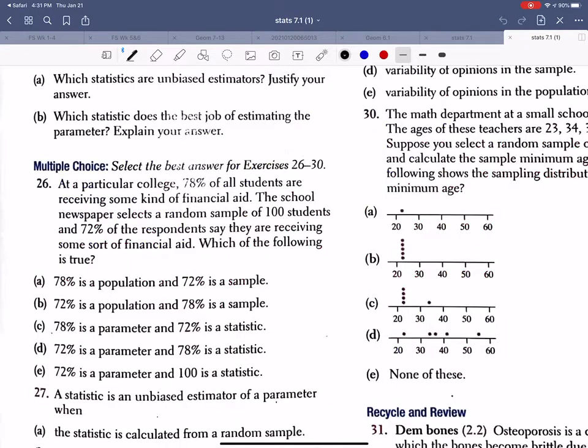Okay, so at a particular college, 78% of all the students are receiving some kind of aid. So that word "all" is really important. That is our parameter, right? Because it's talking about the whole population, all. And so what do I mean? Where did that come from?